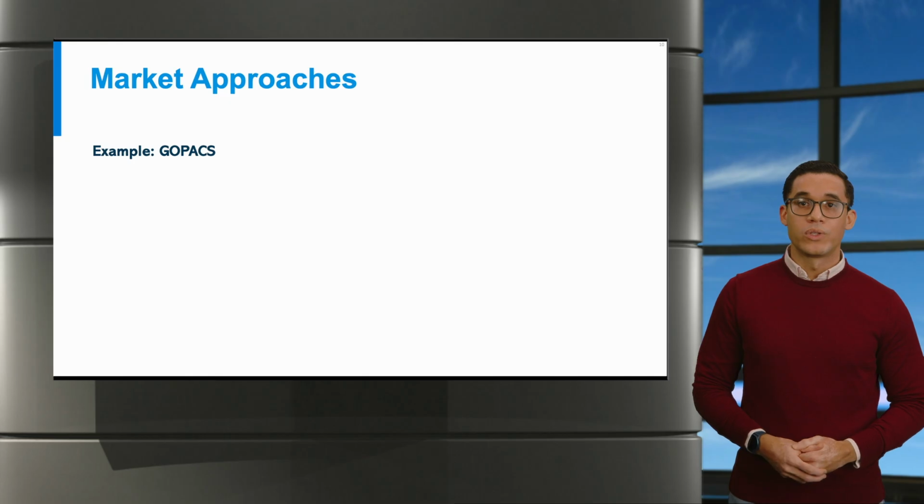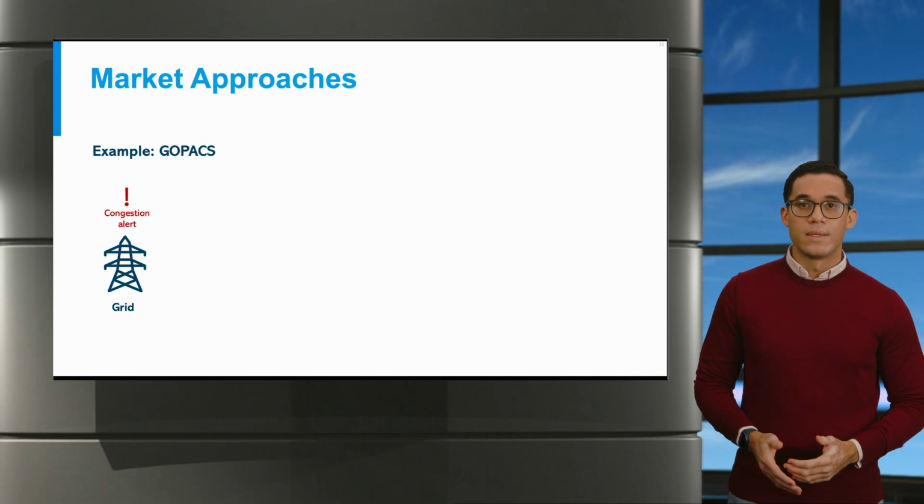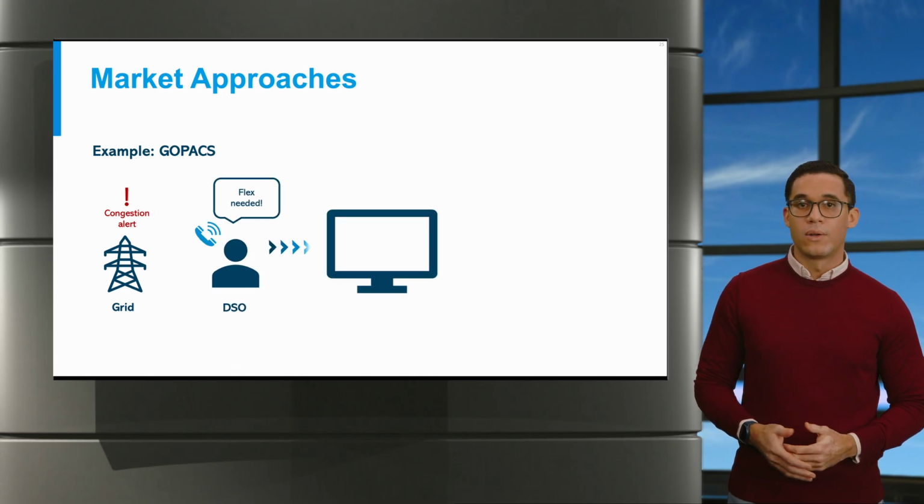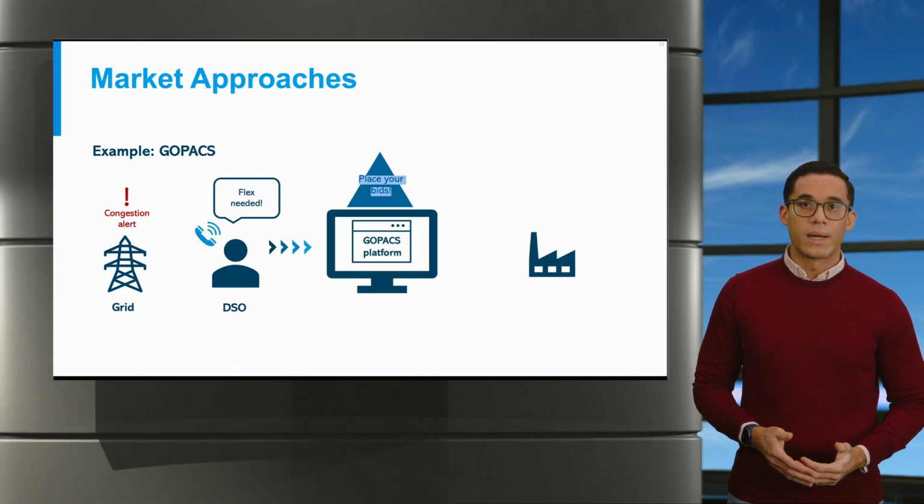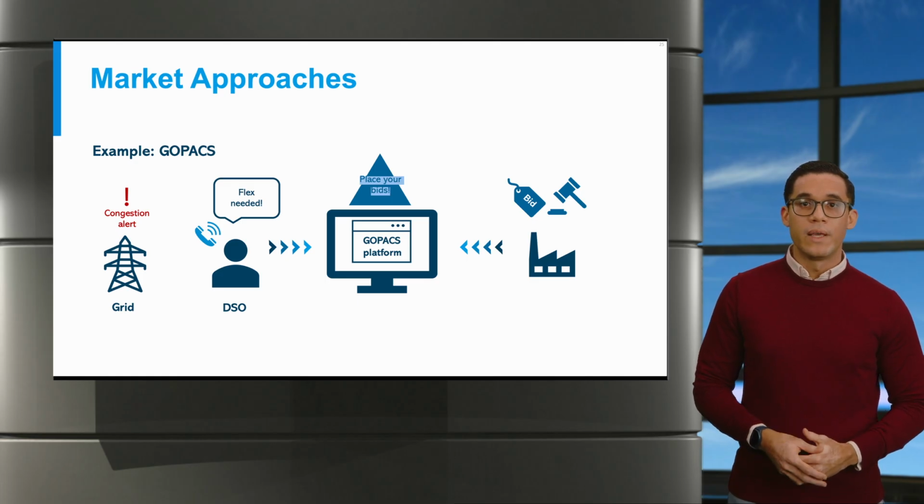Finally, market approaches aim to procure flexibility where and when it is needed, by letting parties offer and trade flexibility. A Dutch example is GOPACS, which coordinates flexibility to help manage congestion. The basic idea is the grid operator signals a local problem, and market parties respond with flexibility bids, so the system can be relieved without always building new infrastructure.